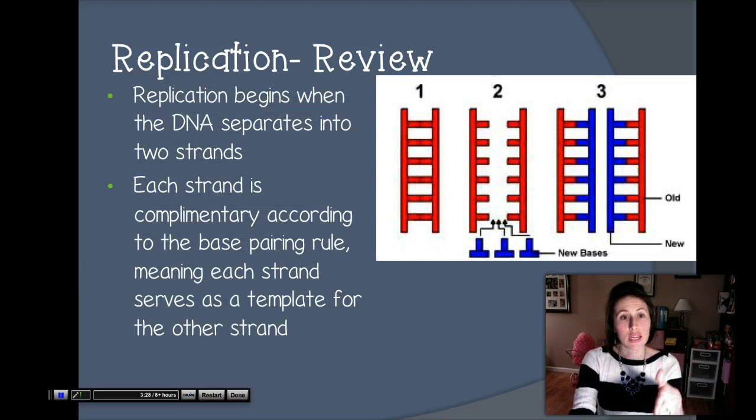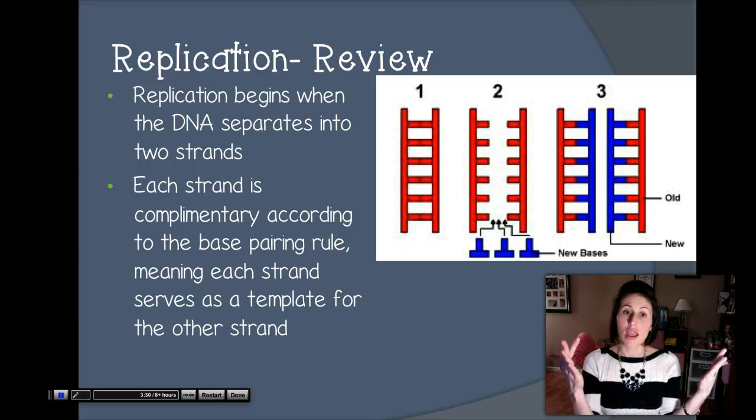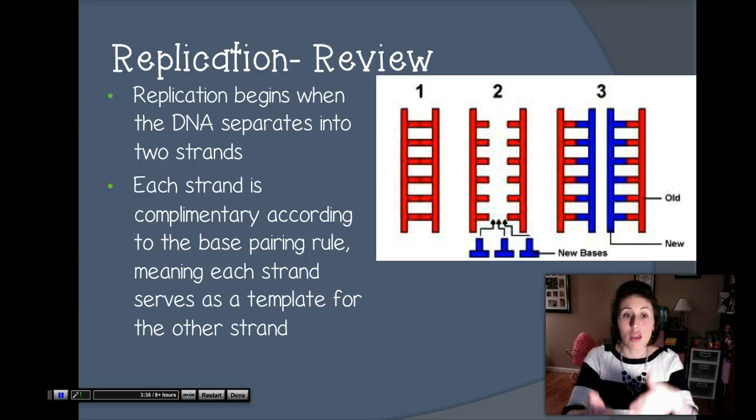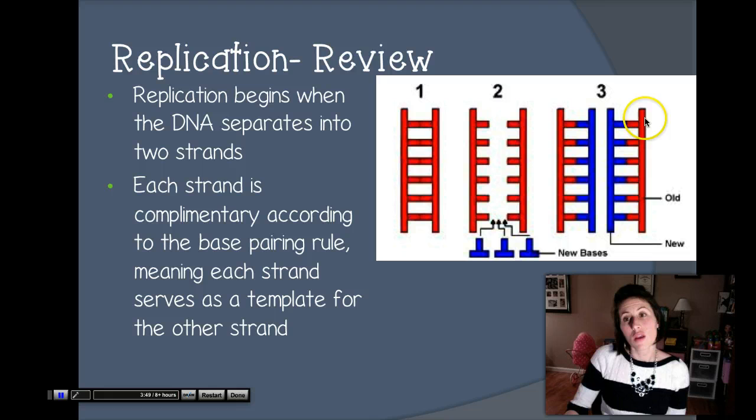Replication begins when the DNA separates into two different strands, and then each of those strands is complementary according to the base pairing rule, which means that each strand is a template for the other strand. So if you look here, during the second part, these strands are separated. So the red strand serves as the template for this one, and this red strand serves as the template for this DNA strand.